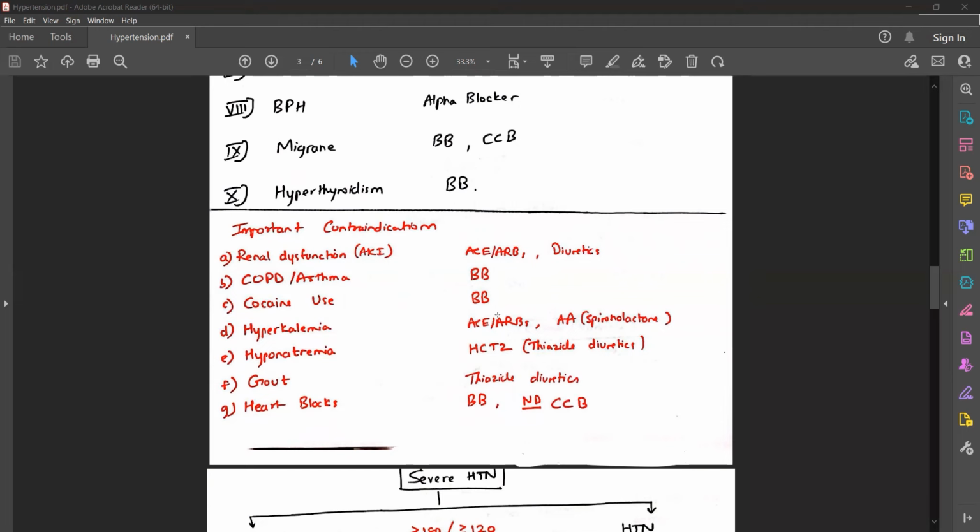But let's say if the patient is having atrial fibrillation from cocaine use, precipitation, and if the patient is having heart failure with reduced ejection fraction, and if the beta blocker is needed, then a non-selective beta blocker can be considered, but definitely not a cardioselective beta blocker in the patients who use cocaine. Then in patients who are hyperkalemic, of course, you will be avoiding ACE, ARBs, and aldosterone antagonist. For gout, as I said, thiazide diuretics, and if the patient has heart block, symptomatic heart block, then non-dihydropyridine calcium channel blockers like verapamil and diltiazem, and beta blockers.